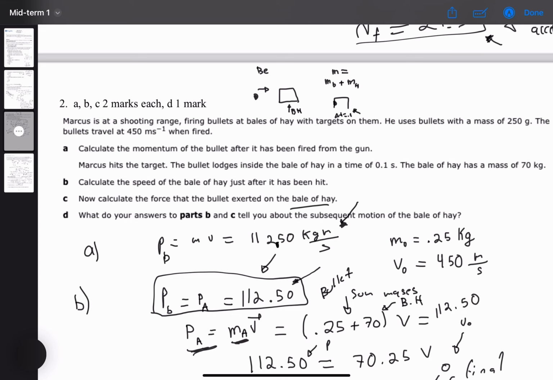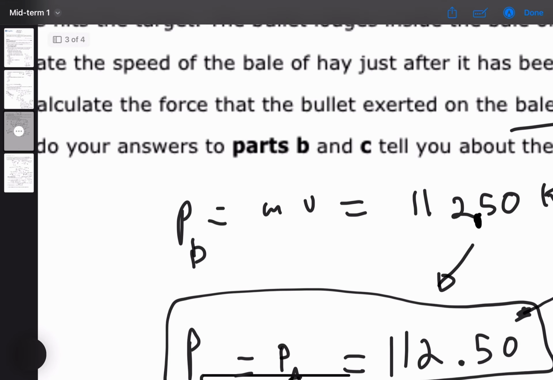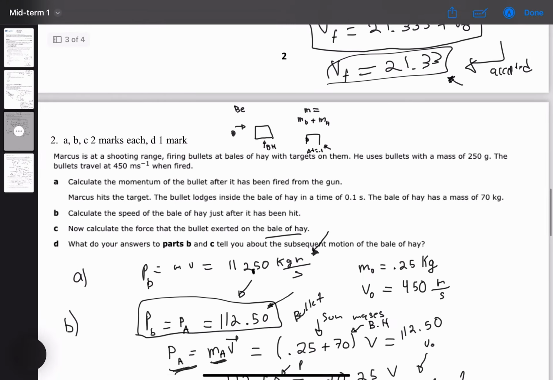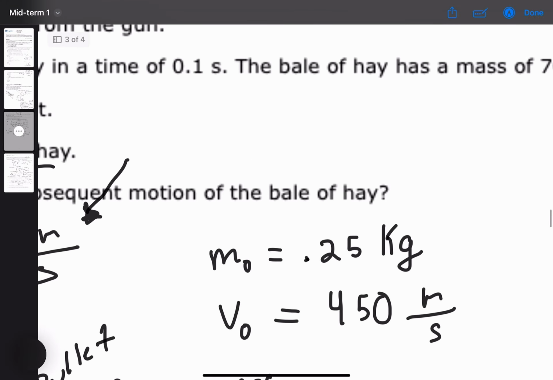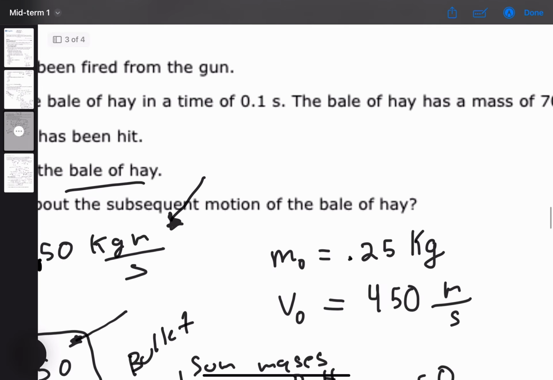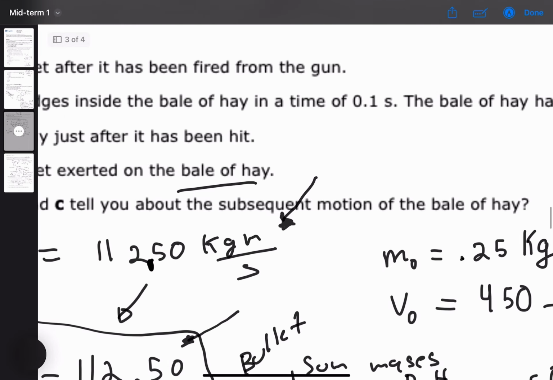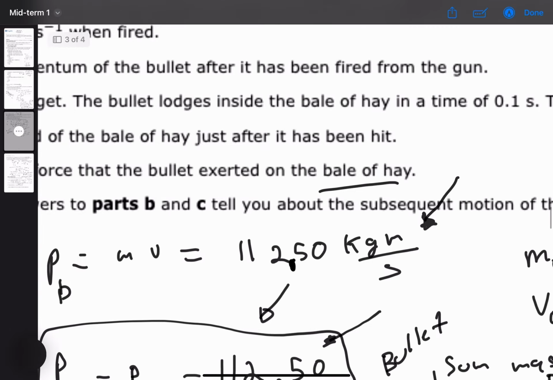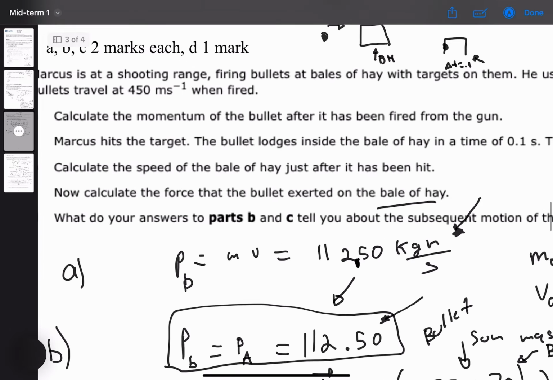So for letter A, all we have to do is remember the definition of momentum, which is the mass multiplied by the velocity. In this case, the mass of the bullet is 0.25 kilograms, and the velocity initial is 450 meters per second. Alright, if you take this multiplication, that is 112.50 kilograms meters over second. That is for letter A.